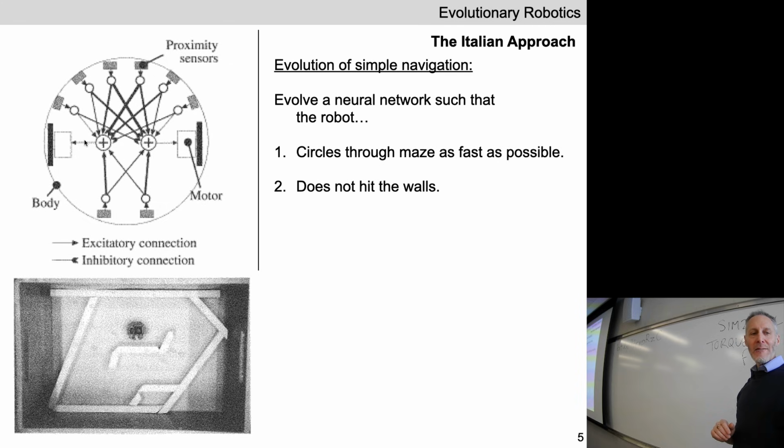Okay, again, I haven't had my caffeine this morning, but you can count up all the arrows in this picture. That's all the synapses. They're going to evolve weights for those synapses so that when you put those synaptic weights into the physical Khepera, it's going to circle around the maze as quickly as possible and not hit the walls. We just talked about sim to real.